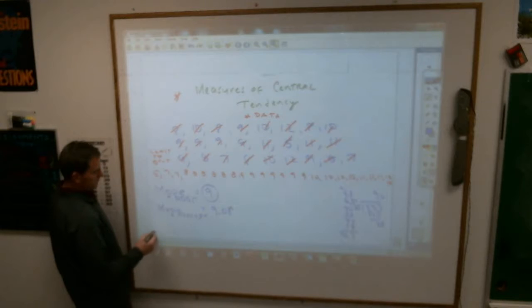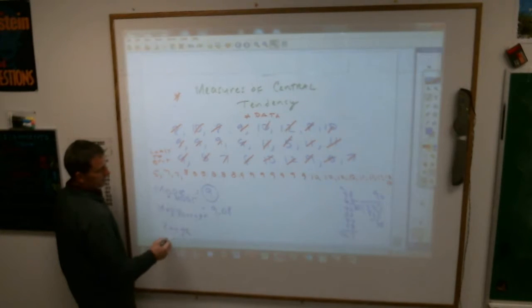The third one, I'm just going to write down, usually I don't do this one, is the range. Anybody know what the range is? Cameron?